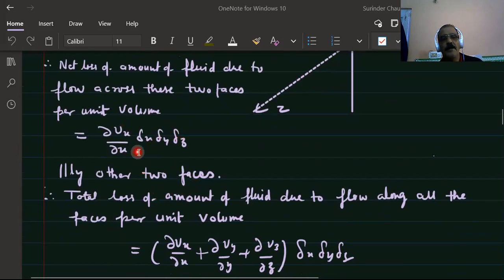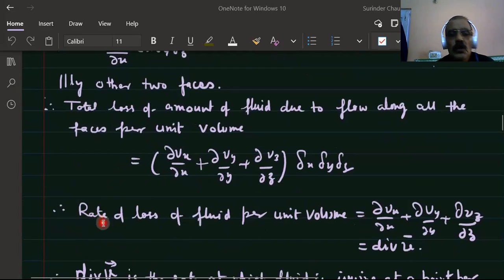So when we add these three components of loss of the amount of fluid, we will get the total loss. The total loss of the amount of fluid due to the flow along all the phases per unit volume will be the sum of the three: partial v1 by x plus partial v2 by y plus partial v3 by z, per volume del x del y del z.